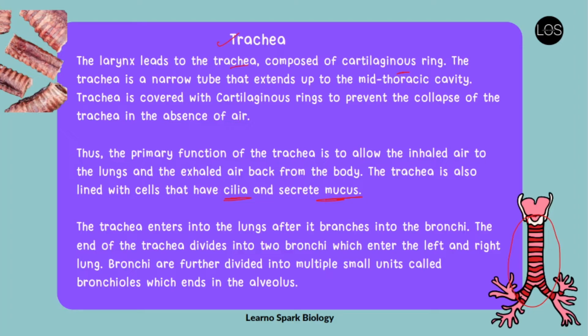The trachea enters the lungs by bifurcating into bronchi. As you can see over here, trachea is bifurcating into two branches. These are bronchi. Bronchi is the plural word and the singular word is bronchus. The end of the trachea divides into two bronchi which enter the left and the right lung. Bronchi are further branched into multiple small units called bronchioles, and bronchioles end with a sac-like structure called alveolus.